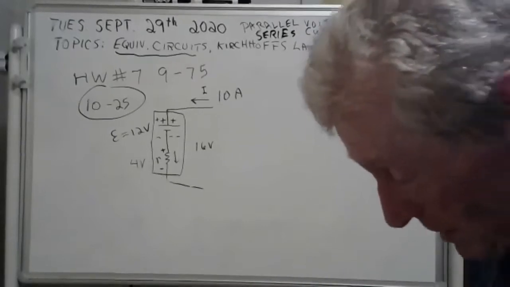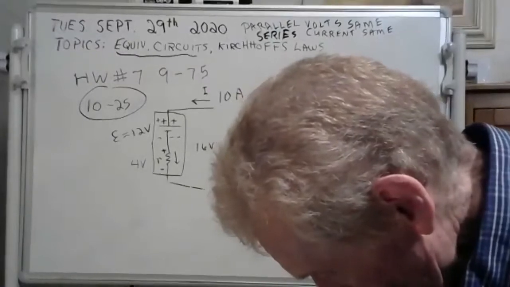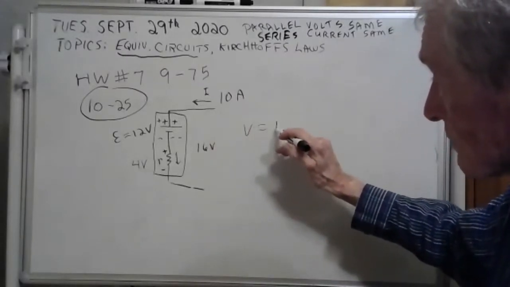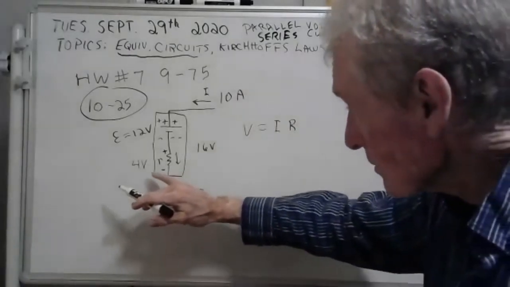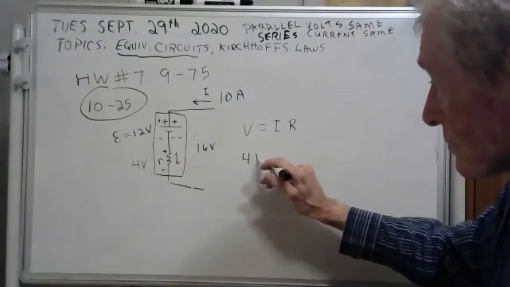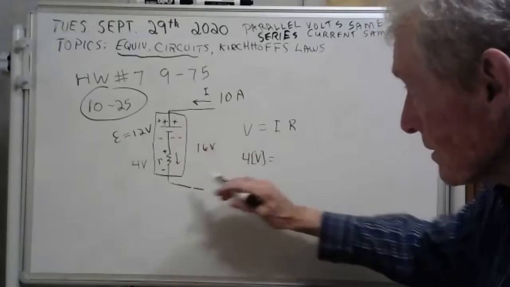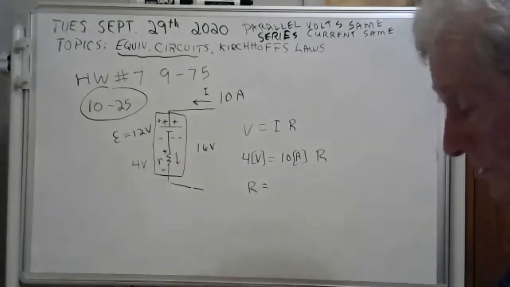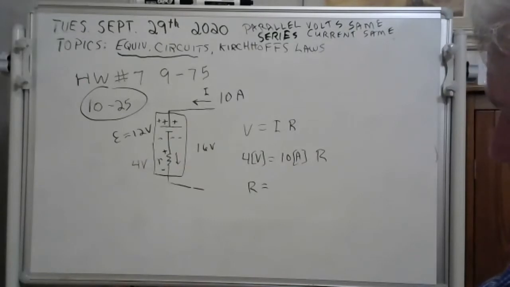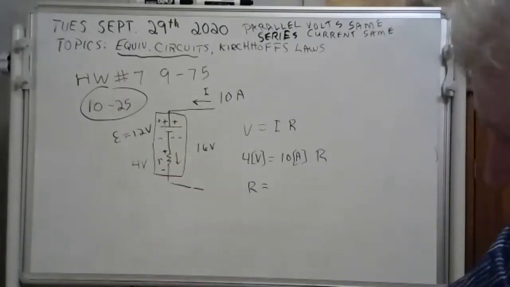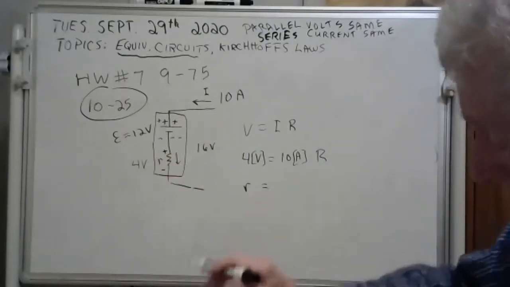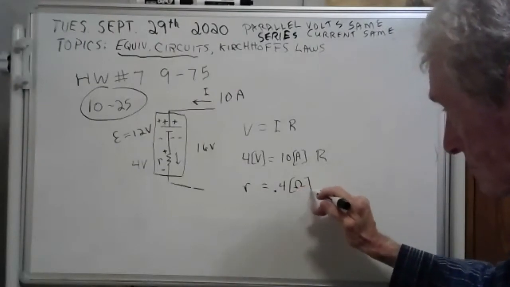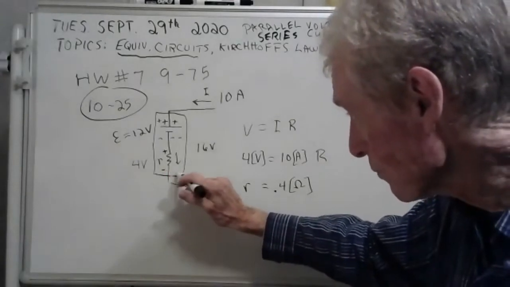Okay. Let's answer their question. They said, what is the battery's internal resistance? Well, here's how you do this. V equals IR. The voltage on this internal resistance is 4 volts. The current through it is 10 amperes. So you tell me, what is the resistance of this internal resistor? I'm waiting. 0.4? Yeah, there you go. It's 0.4 ohms. Good going. We have an internal resistance of 0.4 ohms.